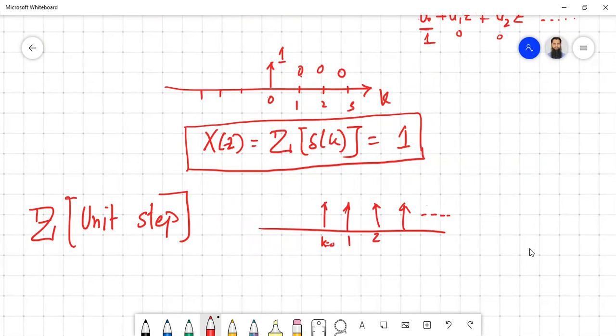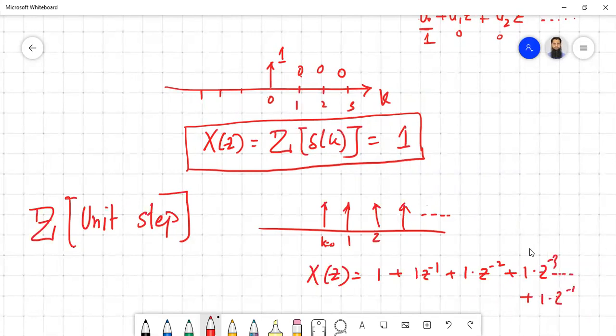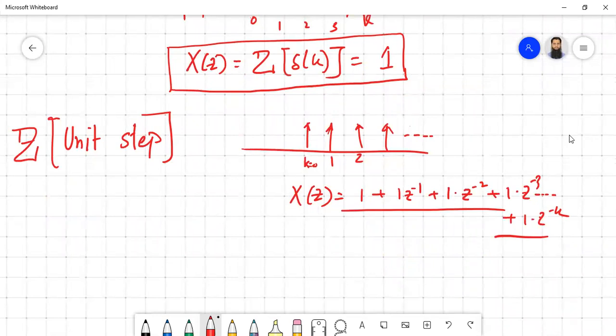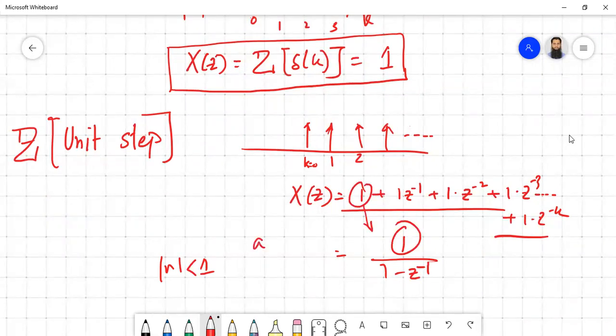We can write X(z) equal to simply the first value, always the constant 1, plus 1 into z to the power minus 1, plus 1 into z to the power minus 2, plus 1 into z to the power minus 3, continuing up to 1 into z to the power minus k. So you can easily find the series. With the condition that the common ratio r is less than 1, we can easily find its solution, 1 by 1 minus z inverse. In general 1 comes as a common factor, but sometimes the first parameter can have some other value. So this definition gives a better understanding of the Z transformation.